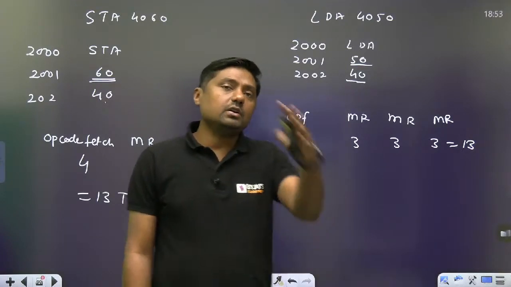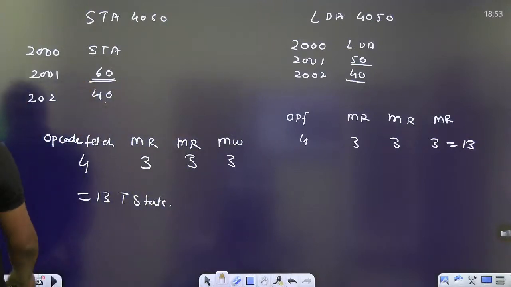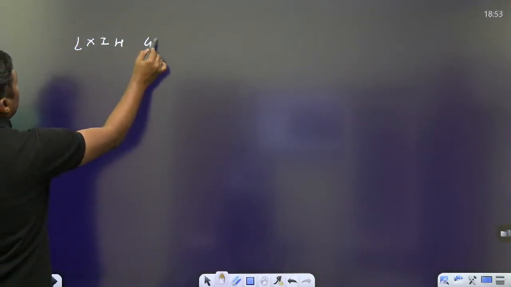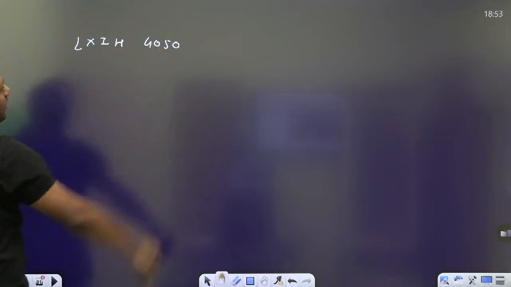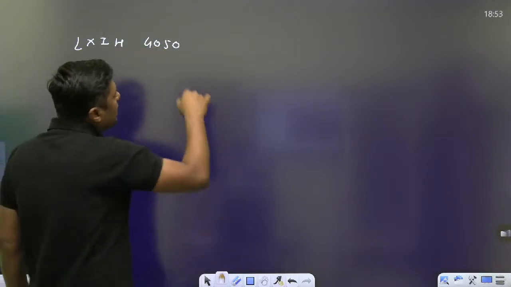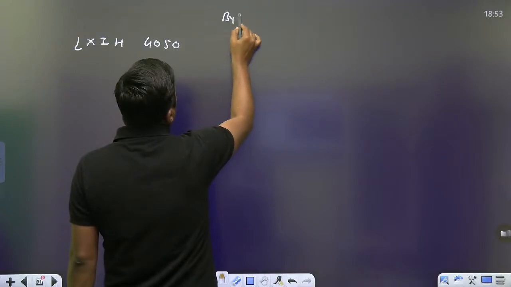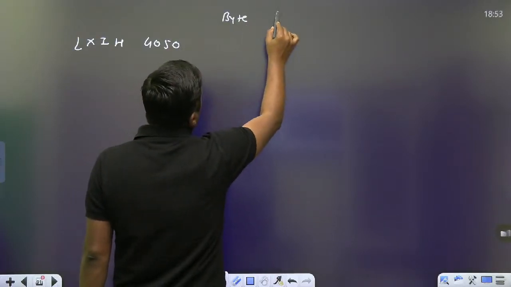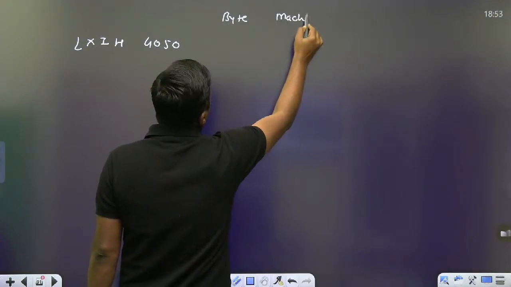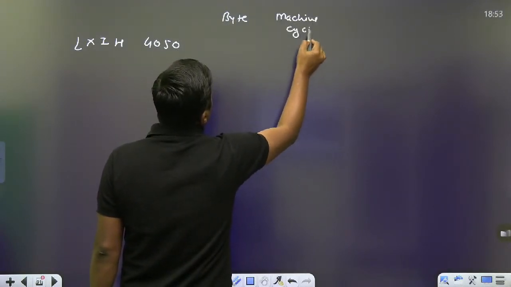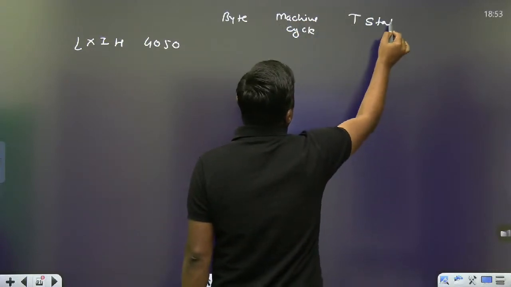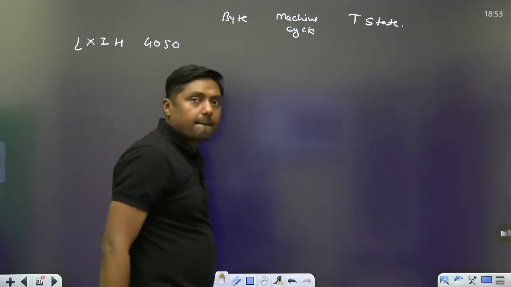So tell me everyone, give me the answer for LXI. How many T states are required? LXI H 4050. Tell me, how many? Everyone give me the answer. How many bytes? 3 byte instruction, 2 byte or 1 byte instruction? Everyone tell me, how many machine cycles are required? Machine cycles for this T states. Okay, fill in the blanks, give me the answer.